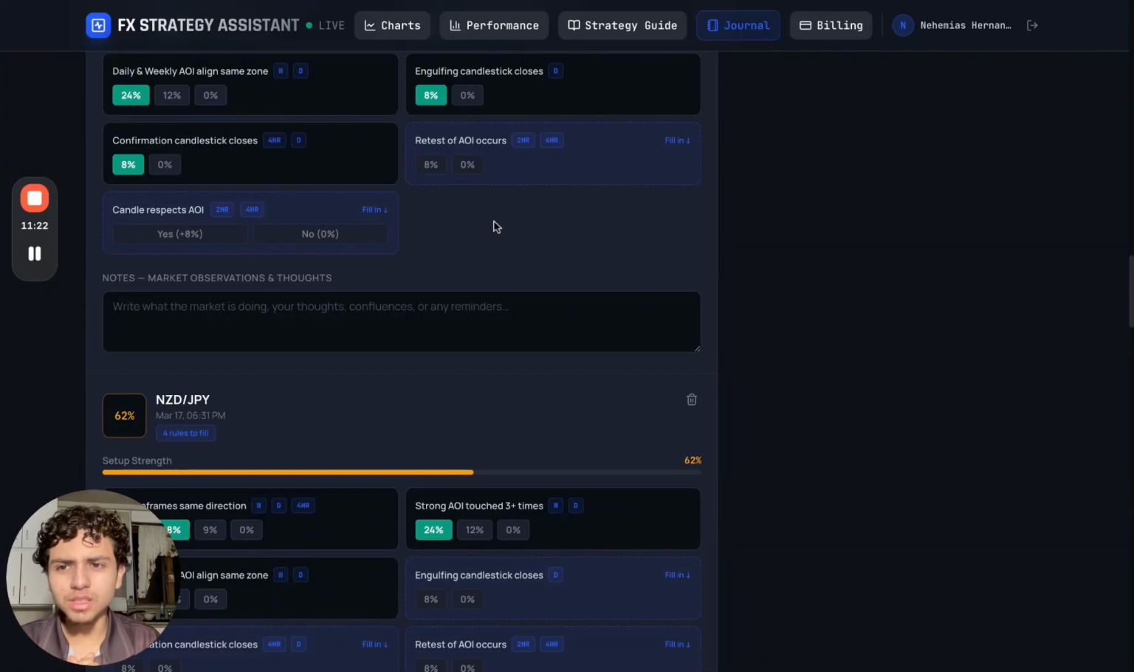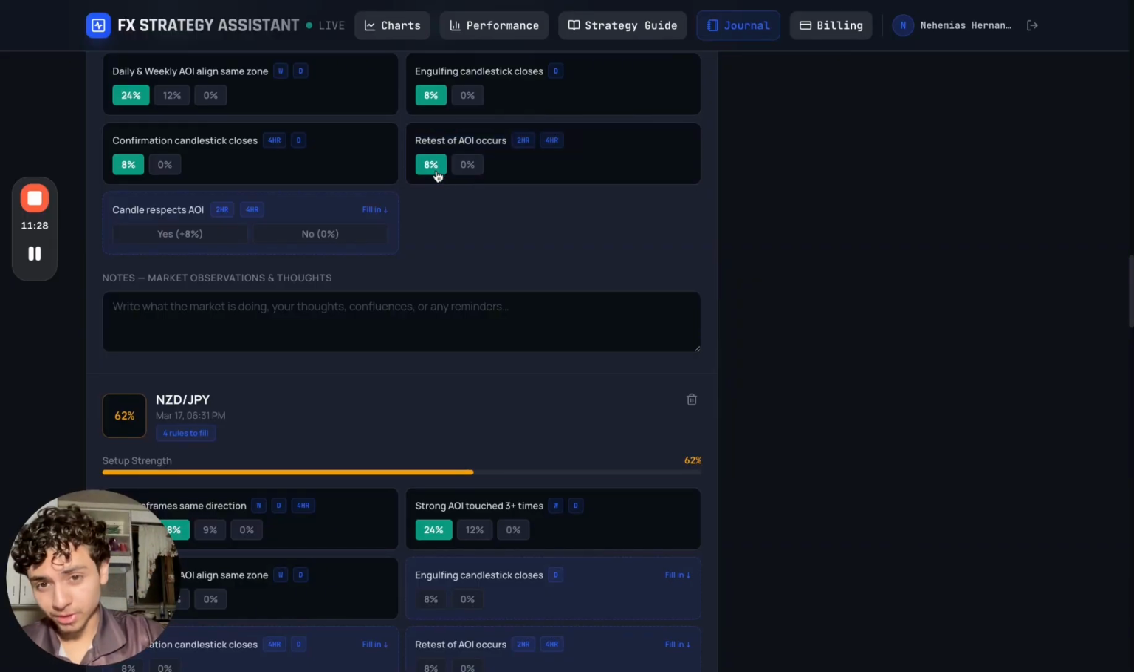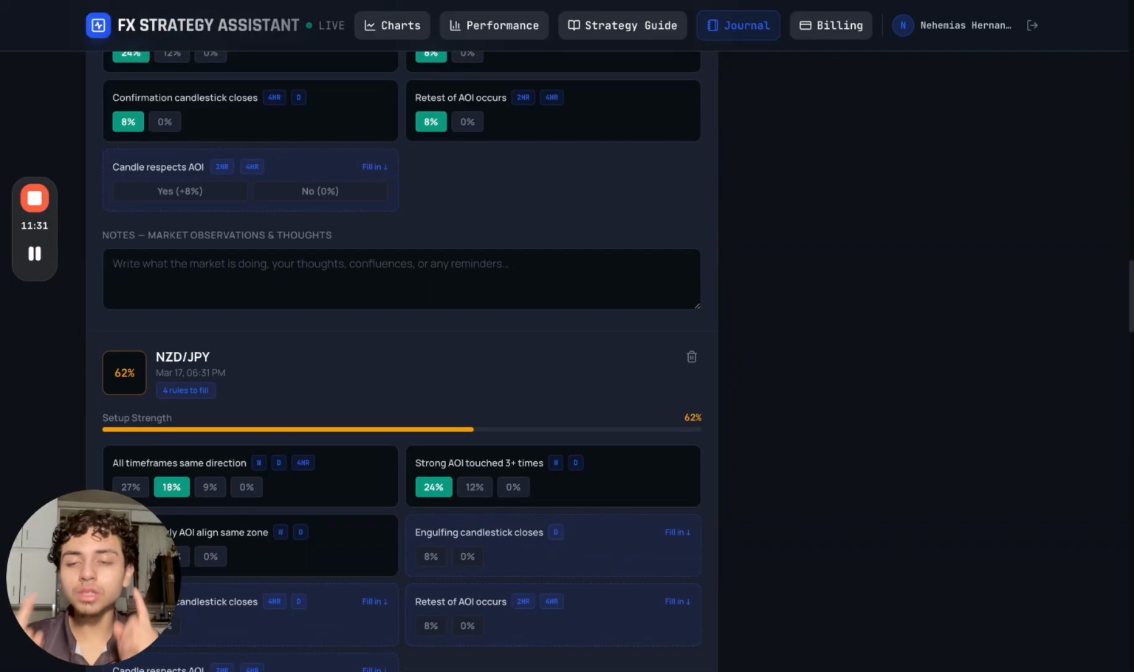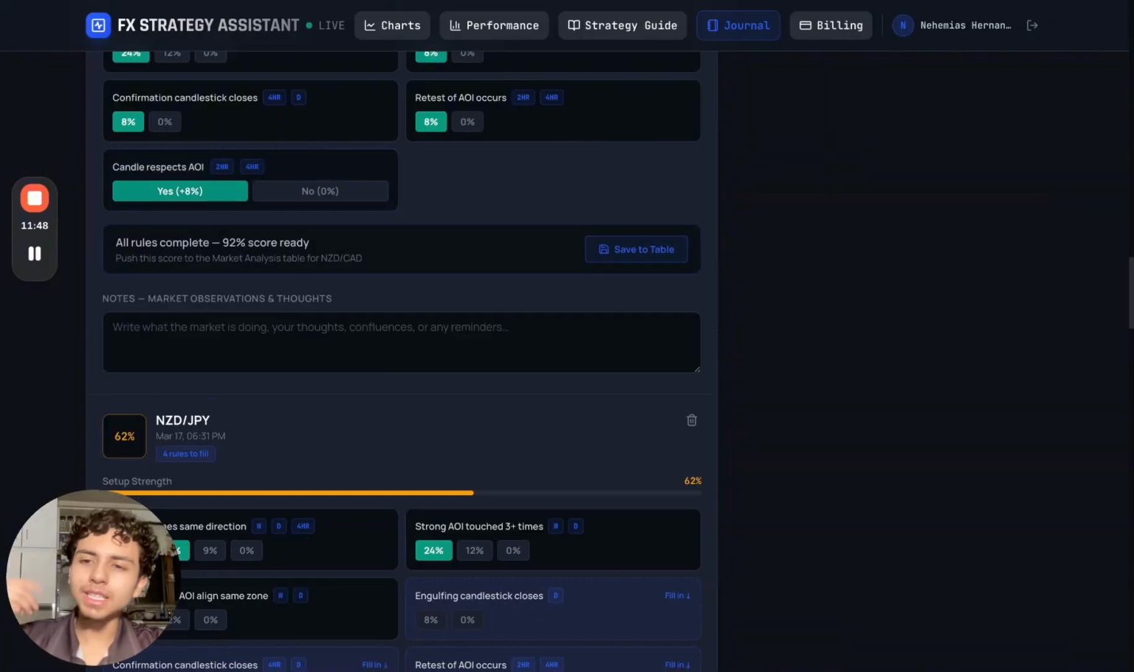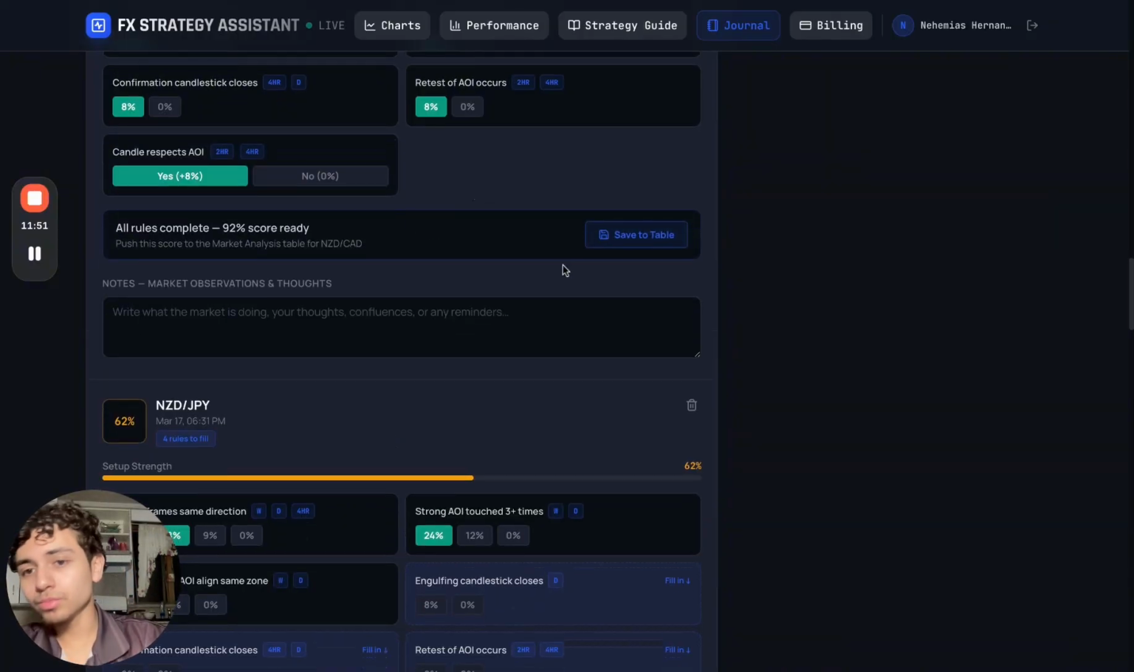And then you see this, and you're like, the retest of an area of interest occurs. It happened, so you put the 8%. You still don't enter, because you still need another rule and another thing to happen for you to be able to know that this market will go great. And then you see that the candle respects the area of interest. Once you see that this happens, you click yes, and then it tells you that all rules are complete. A 92% score is ready, and then you save to the table.